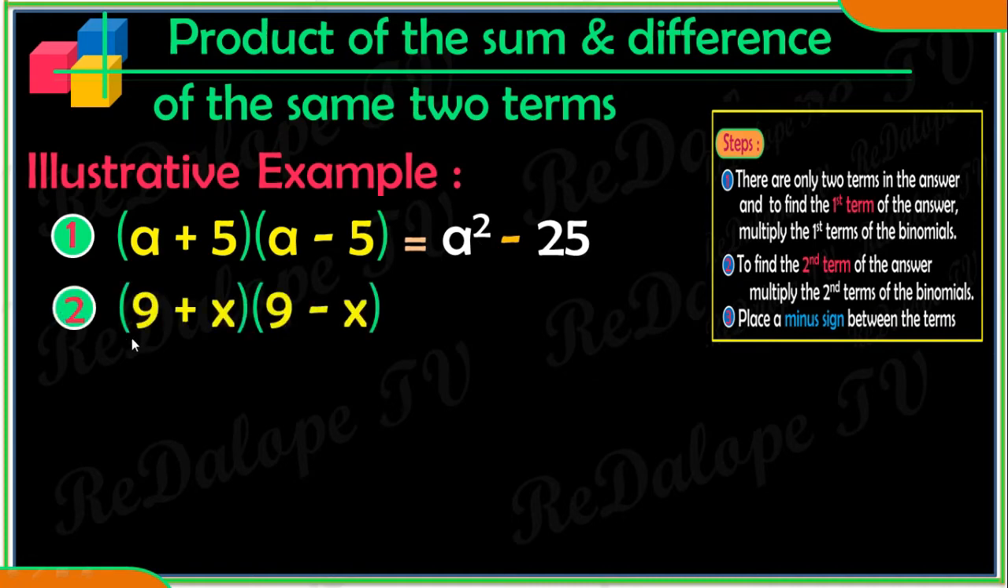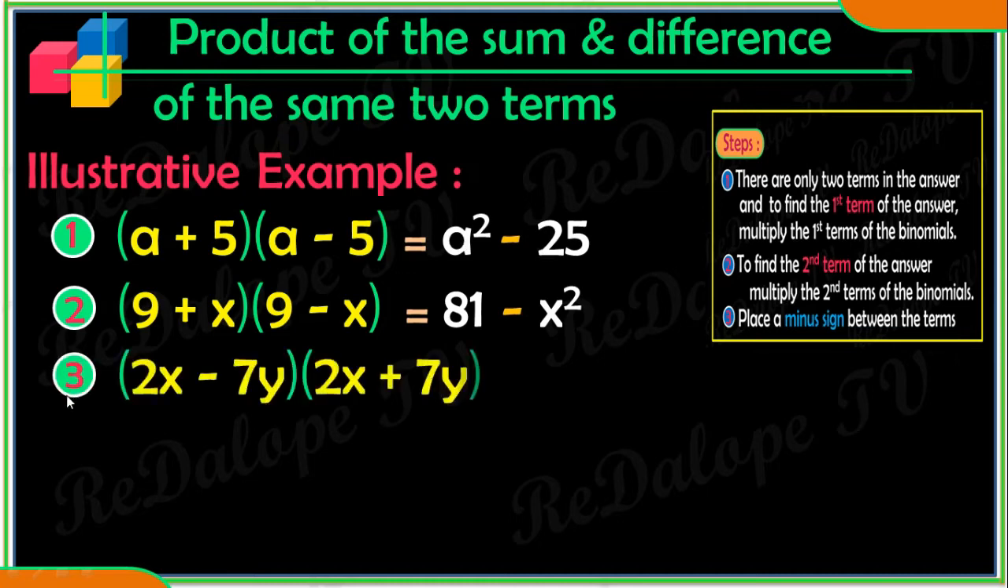Next problem we have is 9 plus x multiplied by 9 minus x, that is simply equal to 9 times 9, so that is 81, and then x times x, so that is x squared, and then place a minus sign between the terms. That is very much the same as when you multiply positive by negative, so that is negative. Just remember that the answer when it comes to the product of the sum and difference of the same two terms contains only two terms in the answer.